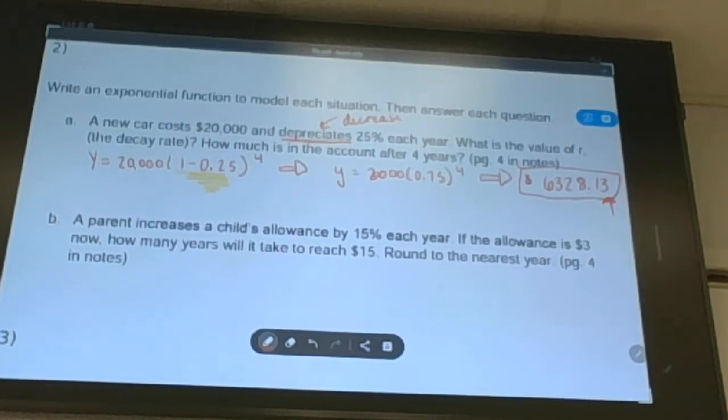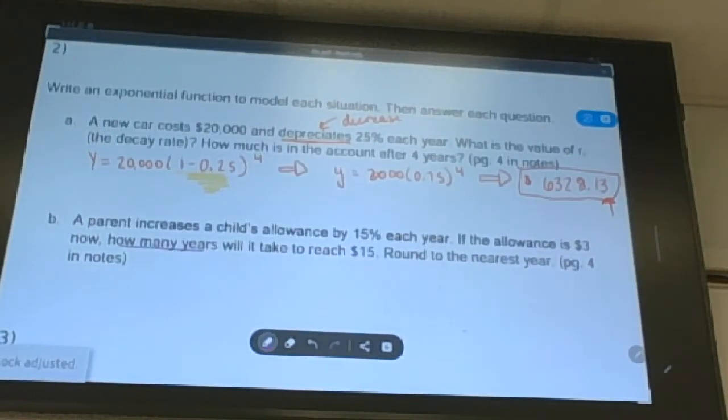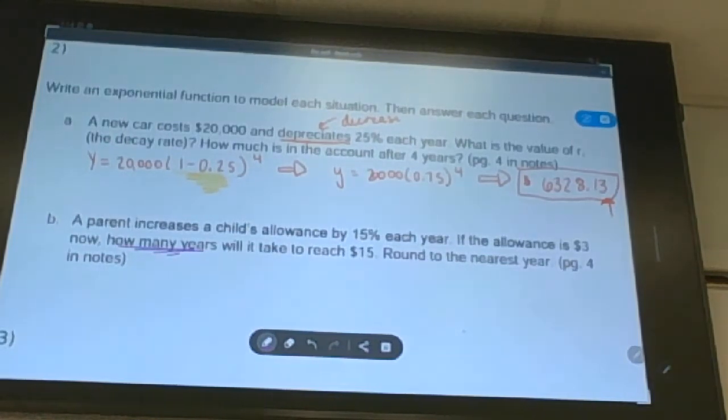Now, letter B is more important. It's more difficult. It's more challenging. Honestly, letter A, that's an Algebra 1 curriculum problem. Letter B is the Algebra 2 curriculum problem. What's different? The difference in letter B is it's asking how many years. So you're solving for time. It's when you're solving for time that you have to use a logarithm.